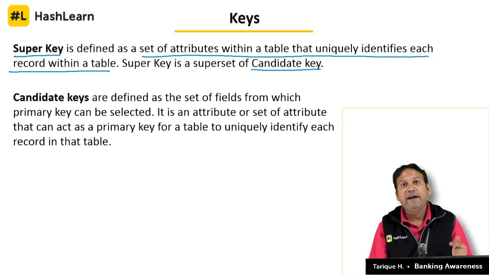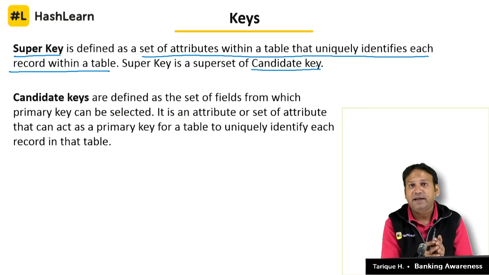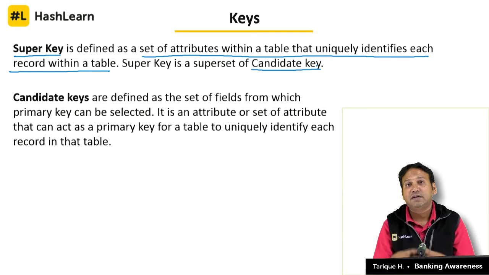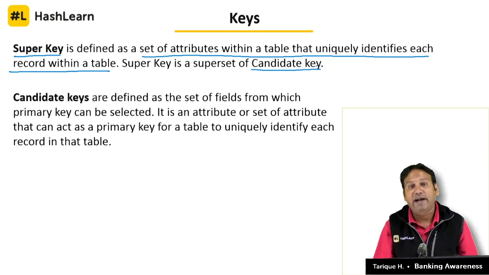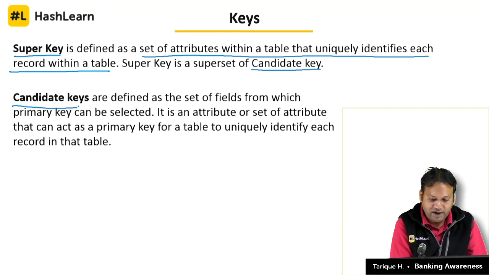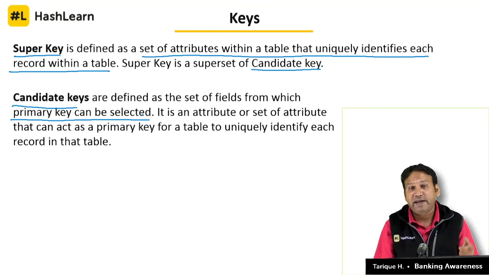If there are a number of attributes which can uniquely identify records in a table, all of these can be put in a set. Any of these can be a candidate key, and this set of all candidate keys is called a super key. Now what is a candidate key? A key that can be a candidate for being the primary key is called a candidate key. Candidate keys are defined as a set of fields from which the primary key can be selected. They are called candidate keys because they are candidates for being the primary key.